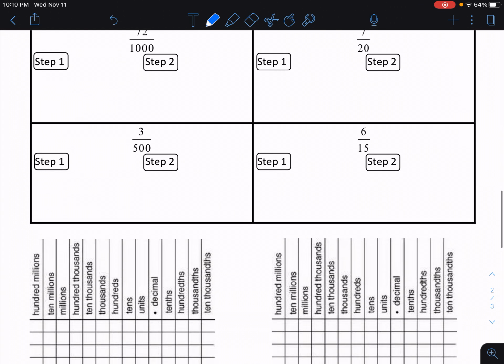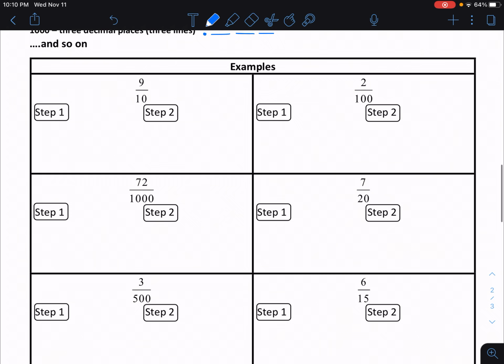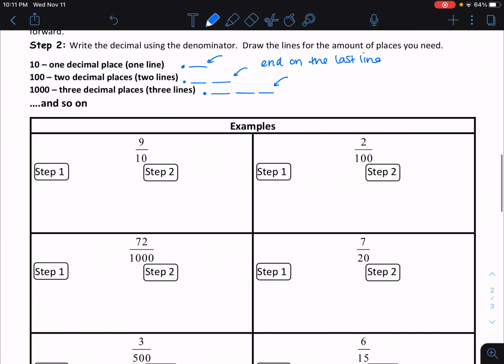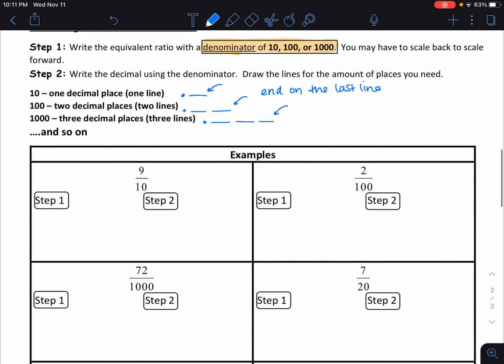So I've got several examples here. The first 3 follow this pattern. So I've got 9 out of 10, 2 out of 100, 72 out of 1,000. We're just going to follow step 2. So my denominator has a 10 or 100 or 1,000 on the bottom already, and I'm just going to use the denominator. So 9 out of 10 is already out of 10. So I'm going to have a decimal with 1 space. And in that space is going to go a 9.